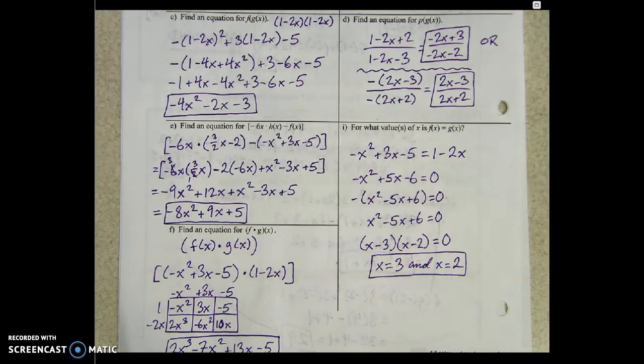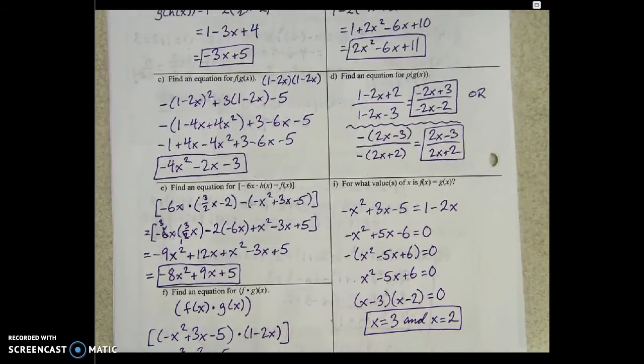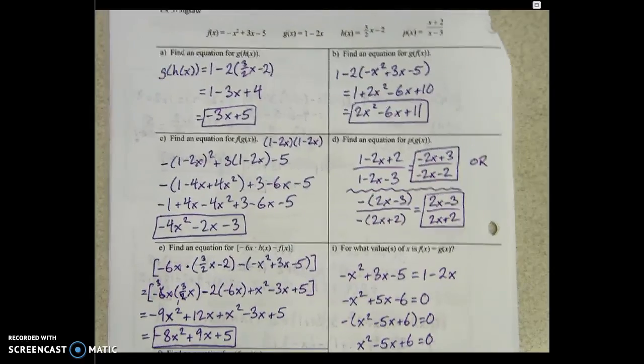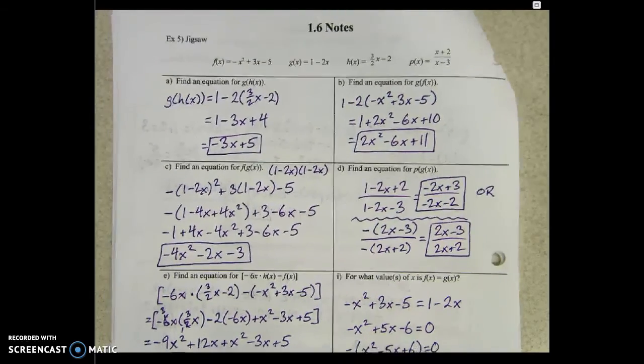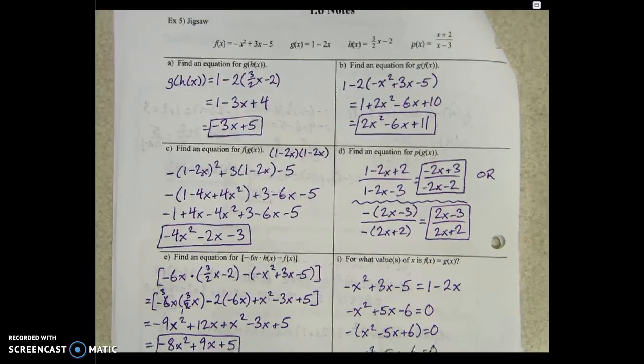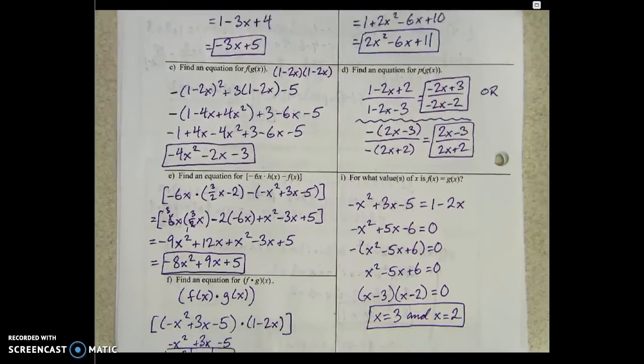All right, and that is it, everybody. We have letters A through I using our jigsaw activity, hopefully. Hopefully you did that and you tried. And here are the answers.